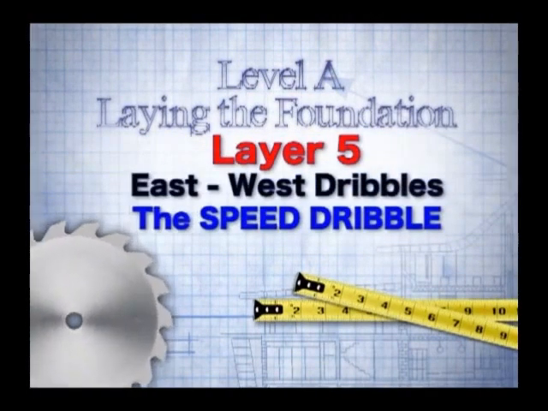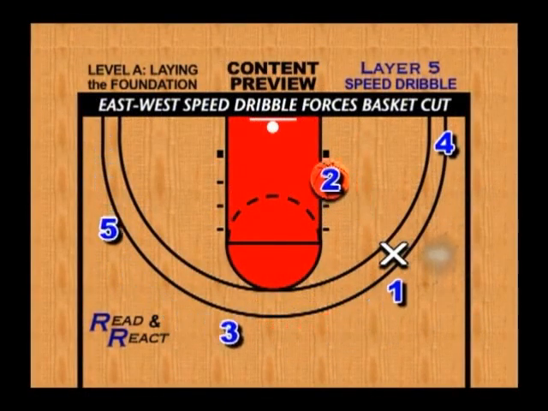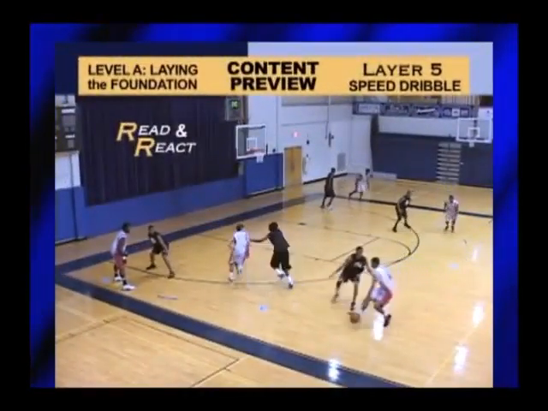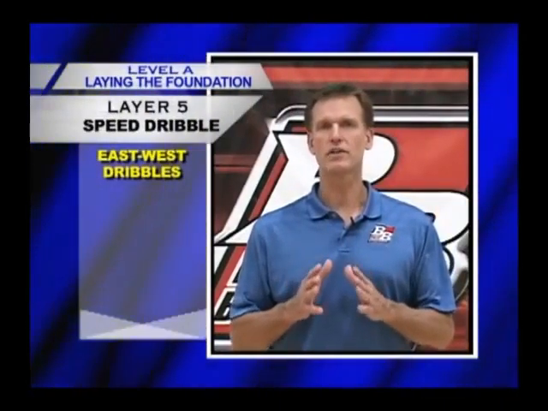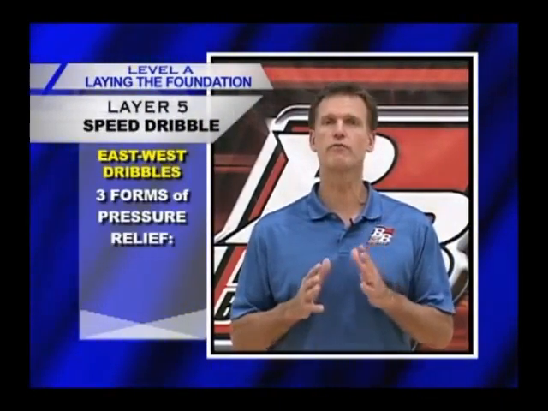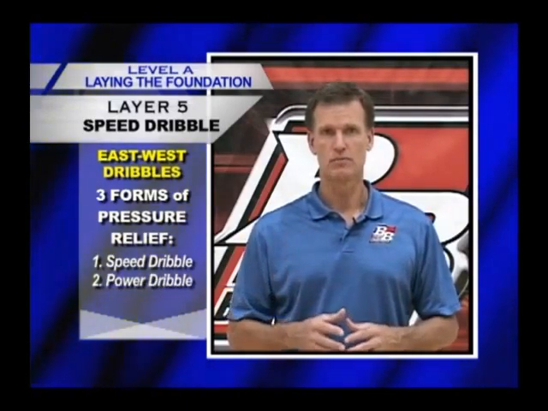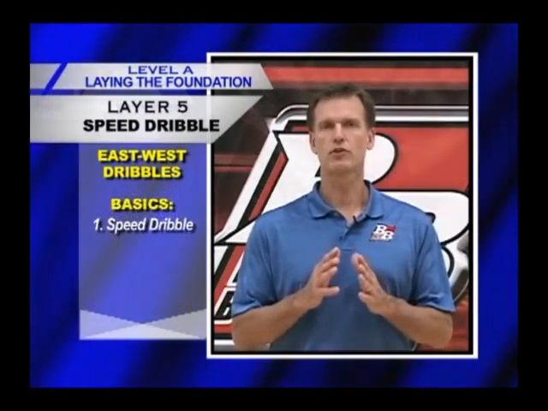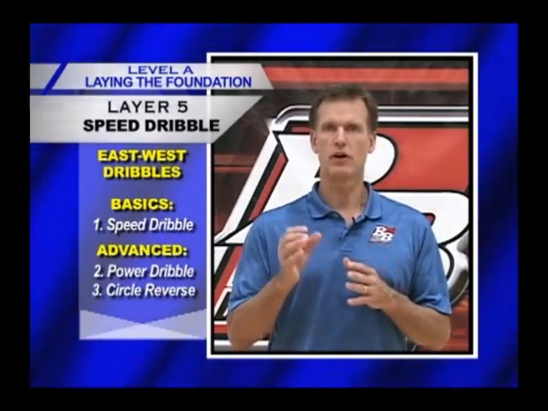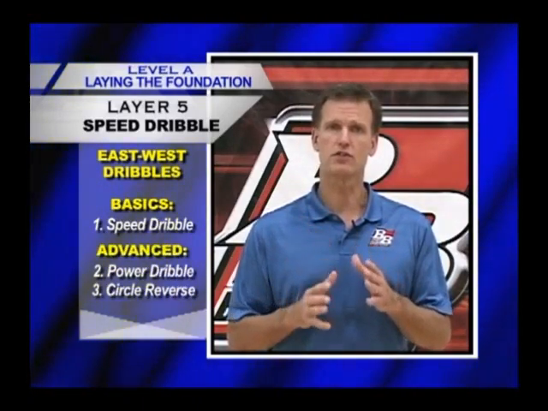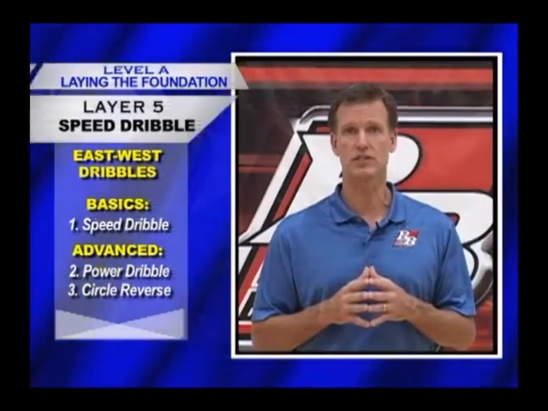Layer 5, the speed dribble. East-west dribbles could easily be titled 3 forms of pressure release: speed dribble, power dribble, circle reverse. The first one, the speed dribble, should be included in the basics. The power dribble and circle reverse are a bit more advanced and should be introduced only when you see the need or when your team has mastered all the basics.